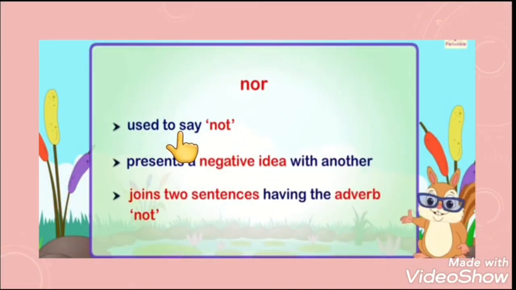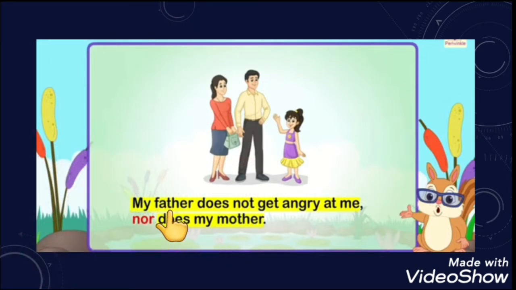Nor, used to say not. Here students, the conjunction nor is used to present a negative idea with another. Here by nor we present a negative idea, joining two sentences having the adverb not. So let's see the example. My father does not get angry at me, nor does my mother. Here not is the negative, and here we use nor as a conjunction.